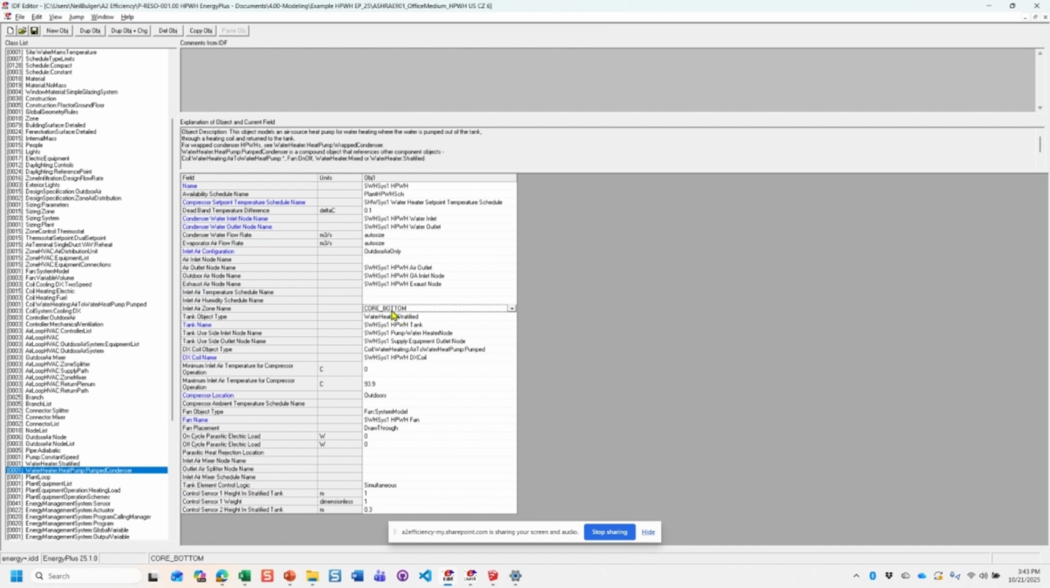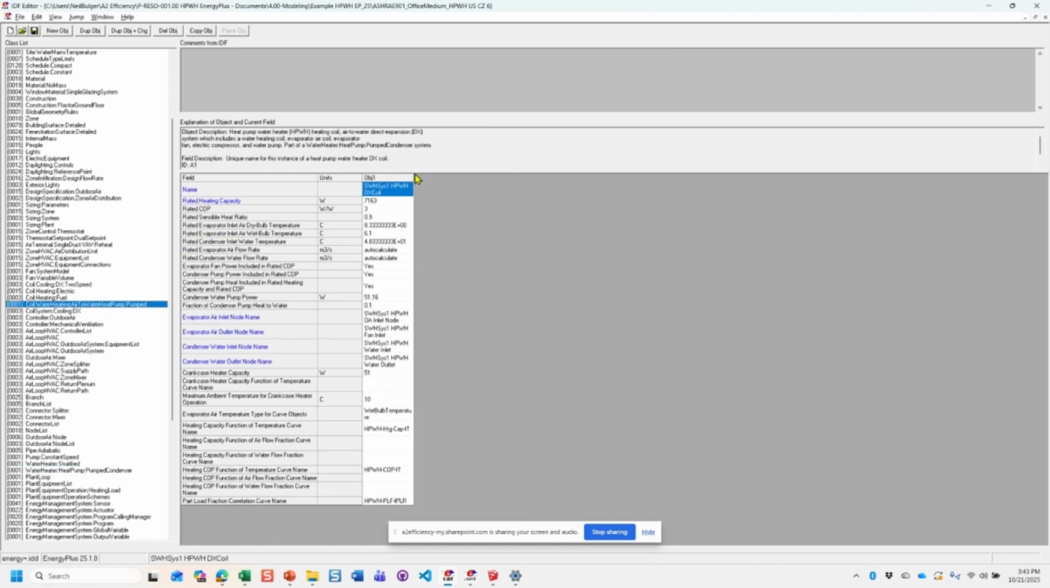I think this is not used, the air inlet zone node. So if we were pulling from a zone, this would matter more and our air inlet and outlet would matter. But right now we're pulling heat from outside and rejecting outside. So that's that object. And then we're going to quickly look at these other ones.